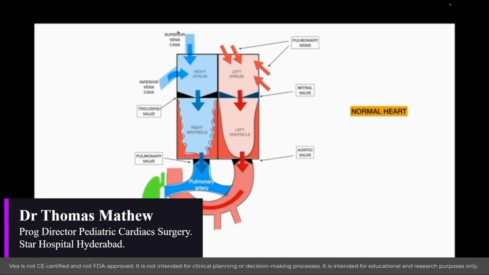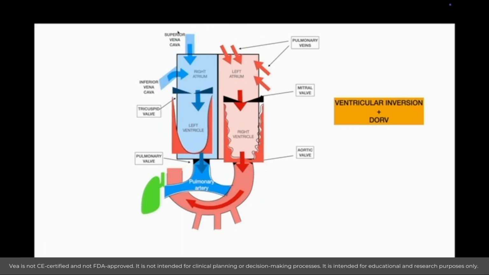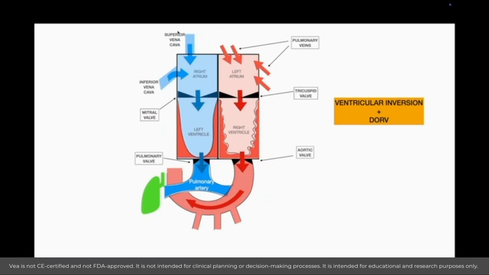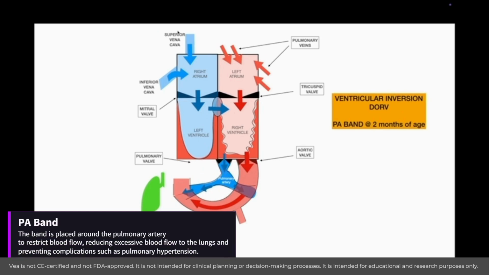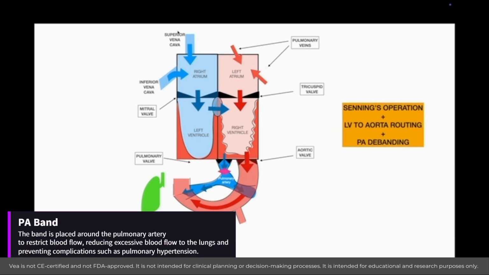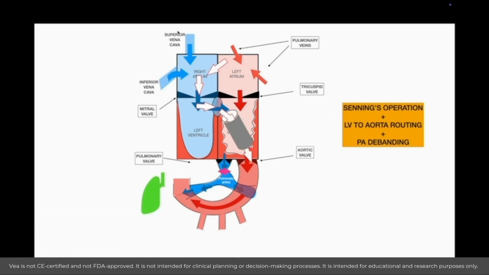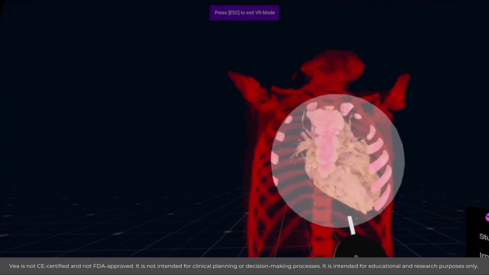This is the case of a 7-year-old girl who presented with ventricular inversion and double outlet right ventricle. She presented in infancy with cyanosis, and since it's a complex correction, underwent a PA banding. Now she presented at 7 years with 60% saturation for total correction. She underwent a Senning with LV-to-Aorta baffling and Confluence plasty.